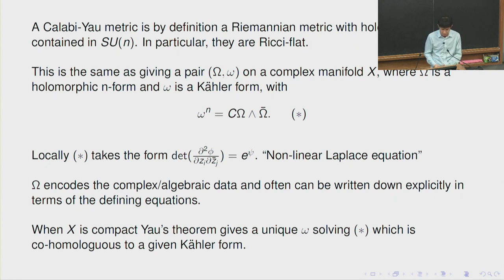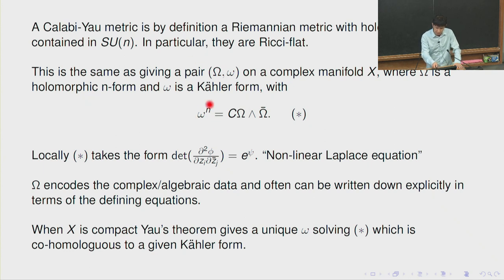So omega, capital omega, is a holomorphic thing. It actually encodes complex algebraic data. So often, if we're given examples such as this hypersurface gamma, we can write them down explicitly in terms of equations. And the main thing is this little omega, this scalar form.